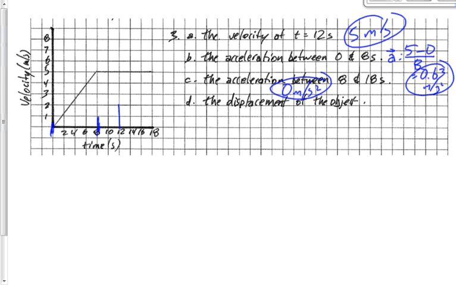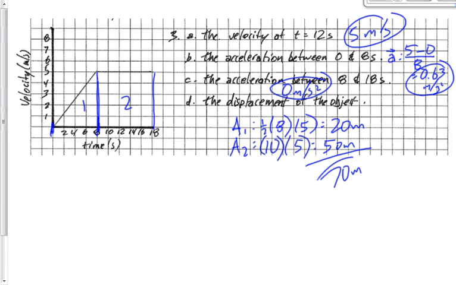Now the displacement of the object, we're going to break this into 2 sections to find the area. We're going to call this area 1. We're going to call this one area 2. The area of number 1 is 1/2 of base times height. 1/2 of the base is 8 for the first triangle times a height of 5. Gives me 20 meters. The area of the second shape, the rectangle, is base times height. It's from 8 to 18, so it's an area of 10, times the height of 5 gives me 50 meters. Total area is 70 meters. Is that okay?